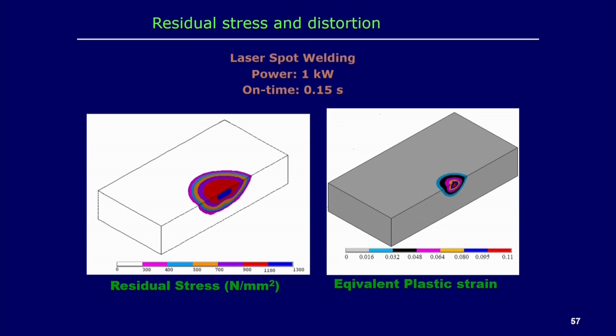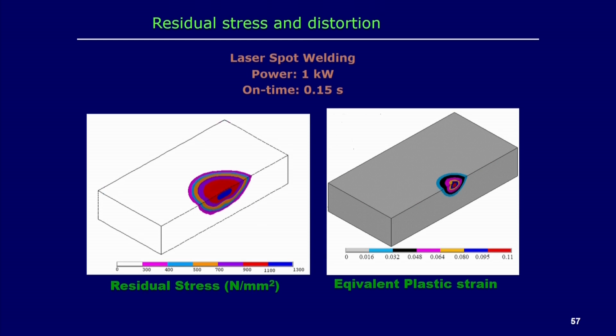Of course, in these cases, one is the residual stress and the other is the equivalent plastic strain in the two cases. At 0.15 second with the 1 kilowatt laser, we can see the residual stress is basically confined to a small area near the laser spot. In the other case, the equivalent plastic strain is also confined to a very small area.